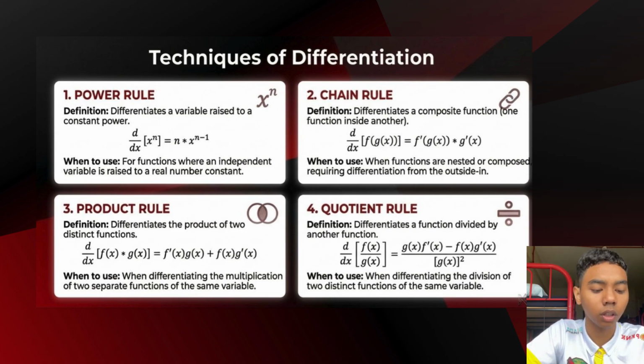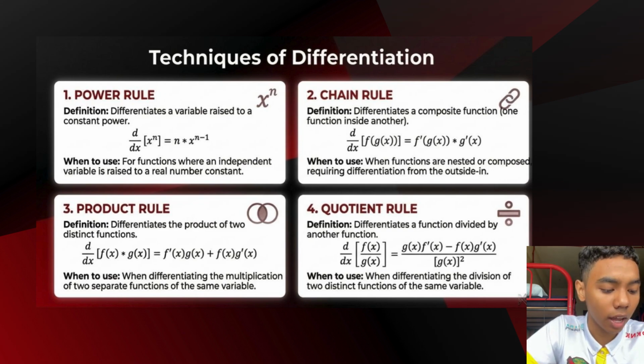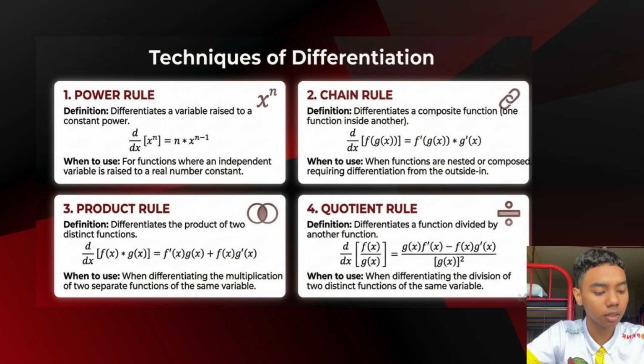Power rule, how to use? If f and g are differentiable at x, then so are f plus or minus g, and d over dx of f of x plus or minus g of x equals d over dx of f of x plus or minus d over dx of g of x, which equals f prime of x plus or minus g prime of x. So basically, here is some of our rule.